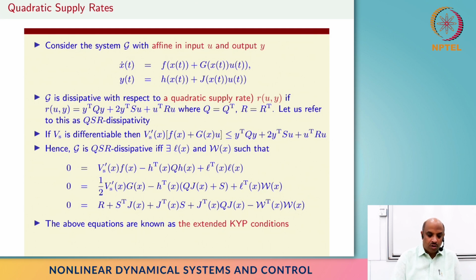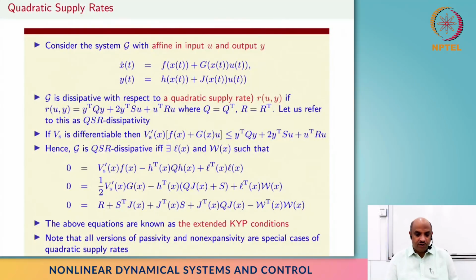So that's why we call them extended KYP conditions, and much of this theory was actually very well presented by a couple of authors, Hill and Moylan, fantastic papers, a little bit after the original papers by Willems. Though some of the references that we have in this particular course do deal with these concepts in detail, the original paper by Willems and then the ones by Hill and Moylan are still very good papers to read, in my opinion.